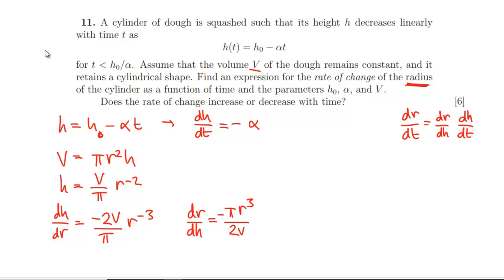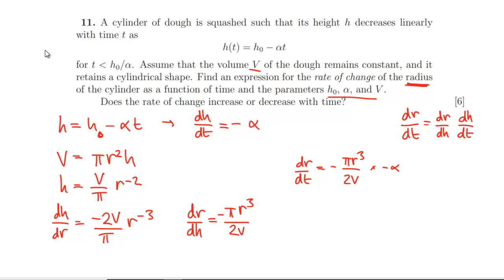So this leaves me with dr/dt equal to dr/dh, which is minus pi r cubed over 2v, multiplied by dh/dt, multiplied by minus alpha. Okay, so that's not too bad. That gets rid of the minus signs. Is that it? Oh, we've got it in terms of r. We need to get it in h0, alpha and v. We've got alpha and v, so we've got to get rid of this r then.